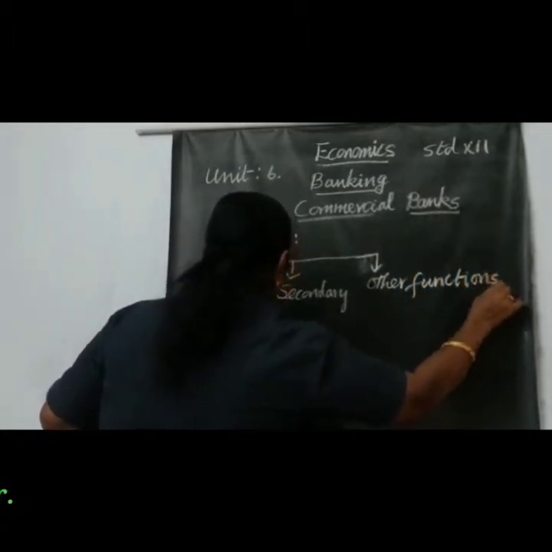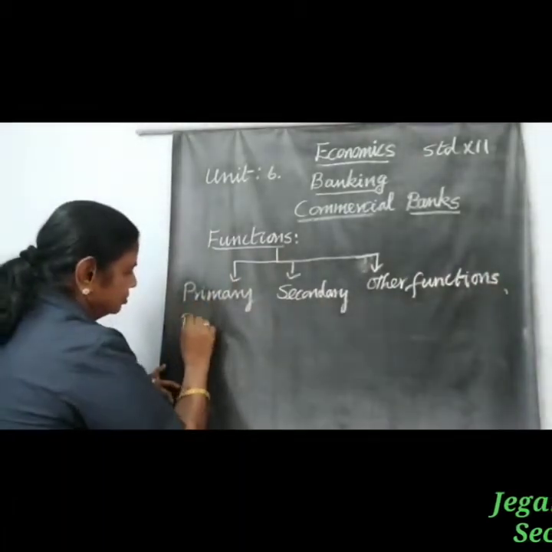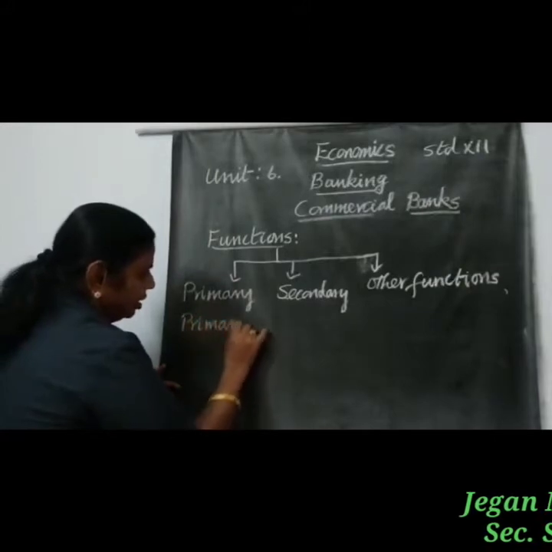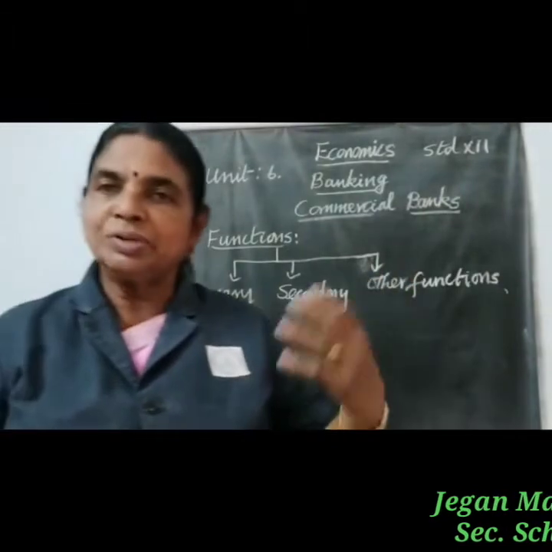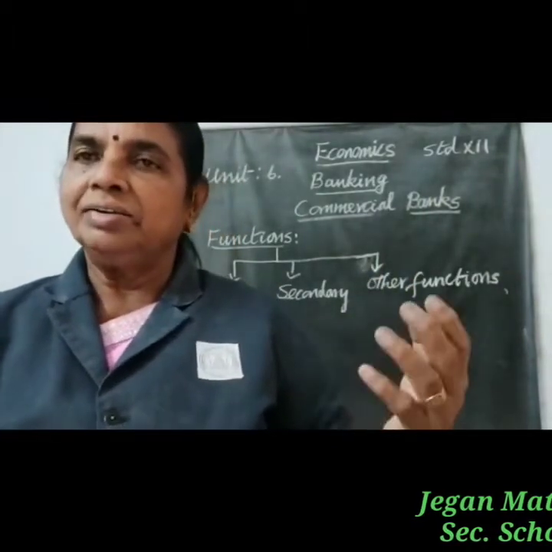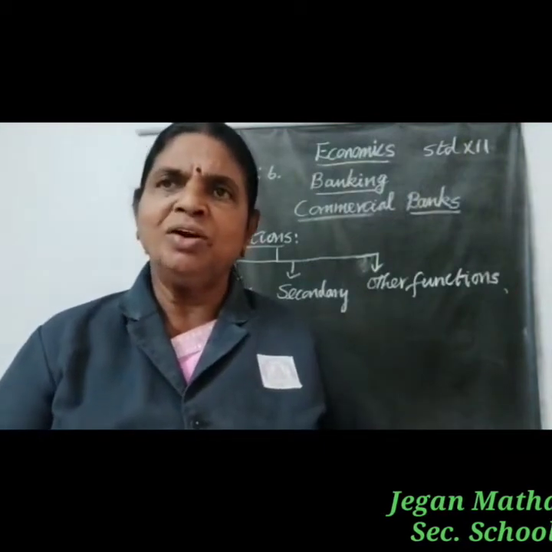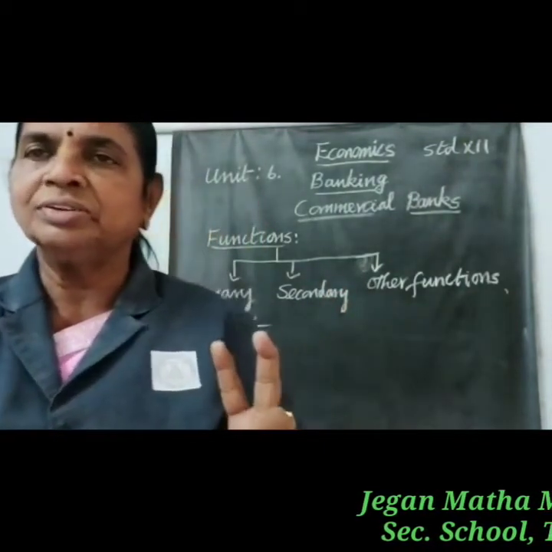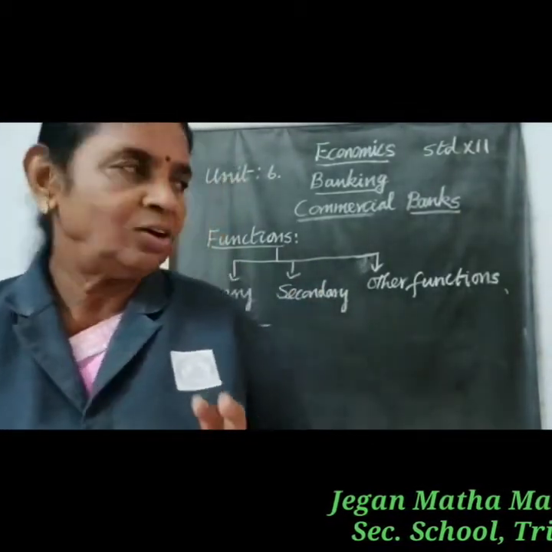Okay, now first, primary functions. What are the primary functions of commercial banks? The main aim of commercial banks is accepting deposits and then also advancing loans. So there are two important functions: one is accepting deposits and second is advancing loans.